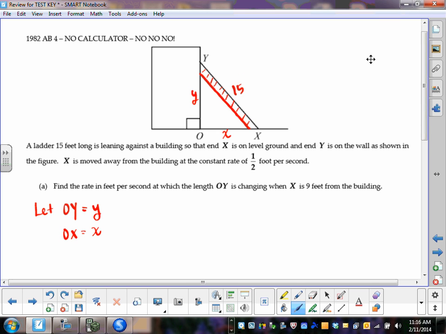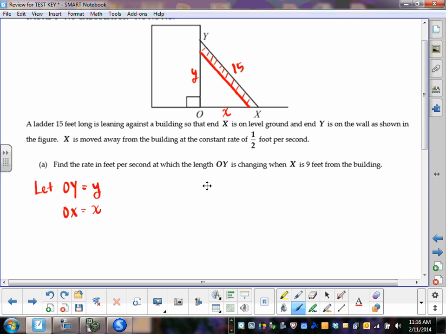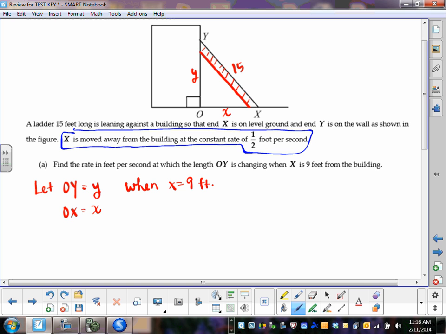So it says find the rate of change in feet per second at which the length OY is changing when the length for little x is 9, or when the point X, which is different here, the big X is actually a point, is 9 feet from the building. So when x equals 9 feet, it tells us in the problem that the point X is being moved away from the building at a constant rate of half a foot per second.